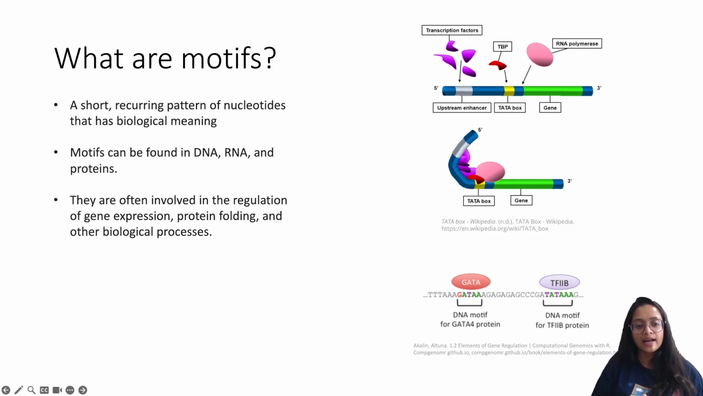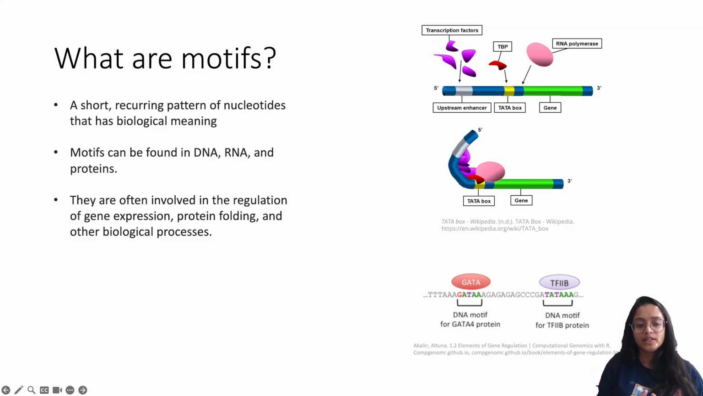So motifs can be identified using a variety of computational methods, and one common approach is to search for sequences that are similar to known motifs. Another approach is to use statistical methods to identify sequences that are more likely to be motifs than random sequences.